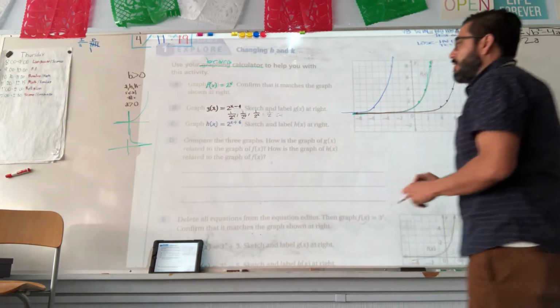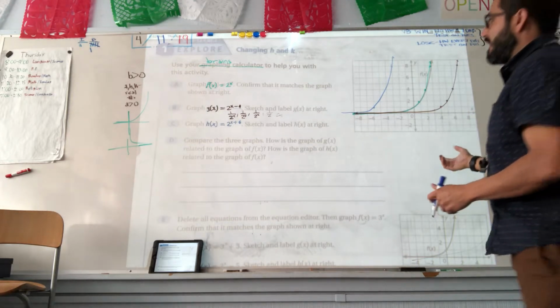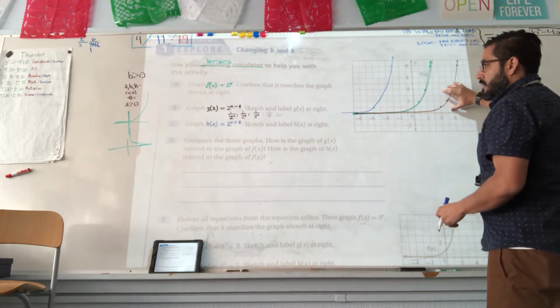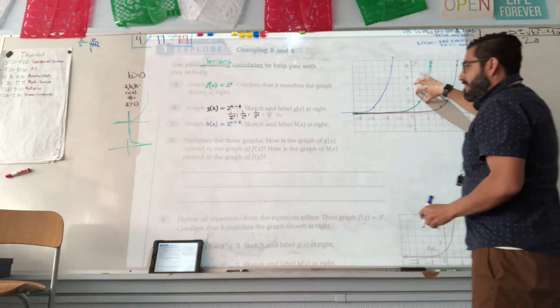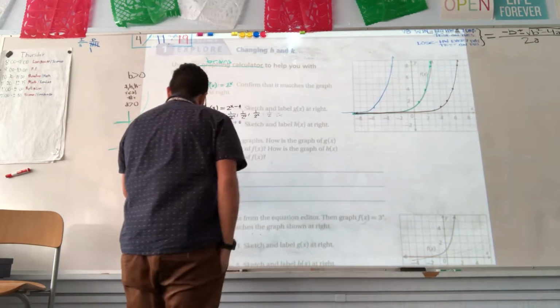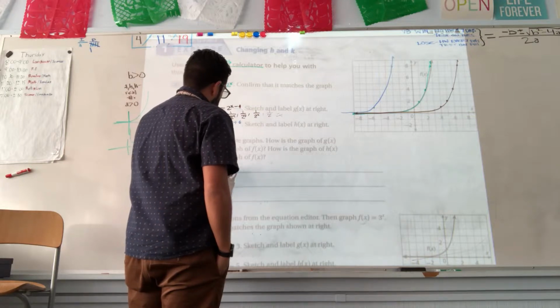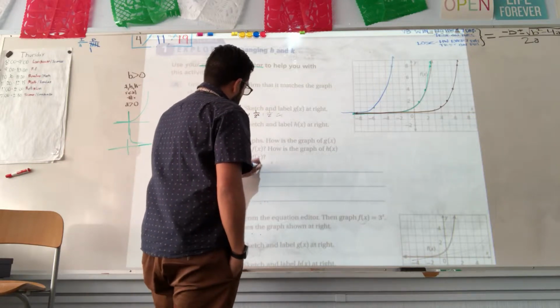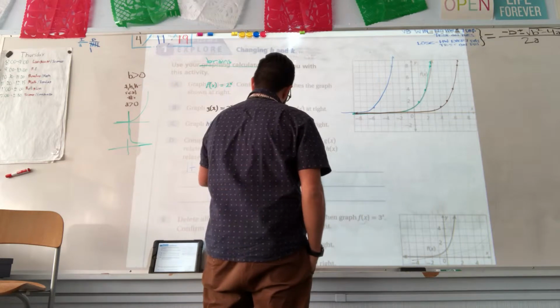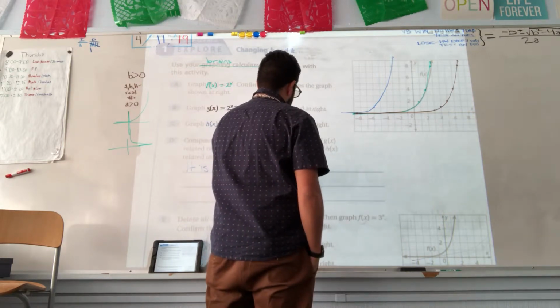All right, we're going to compare the 3 graphs. How is the graph of g of x, which is this one, related to the graph of f of x? It is translated to the right.